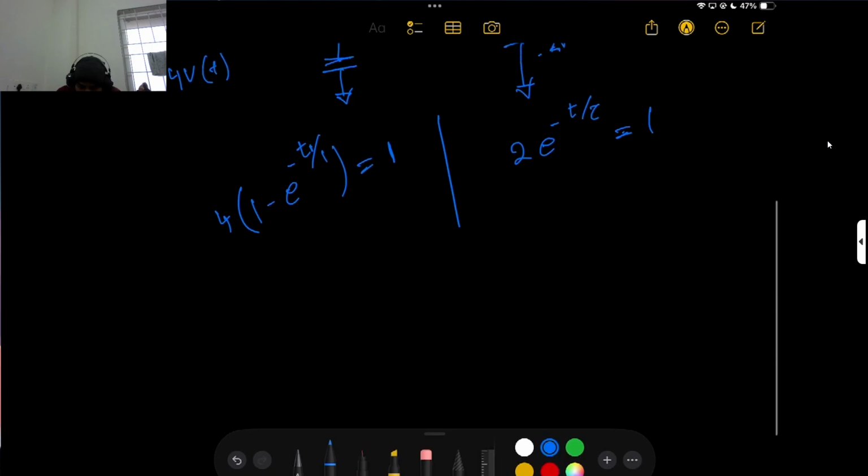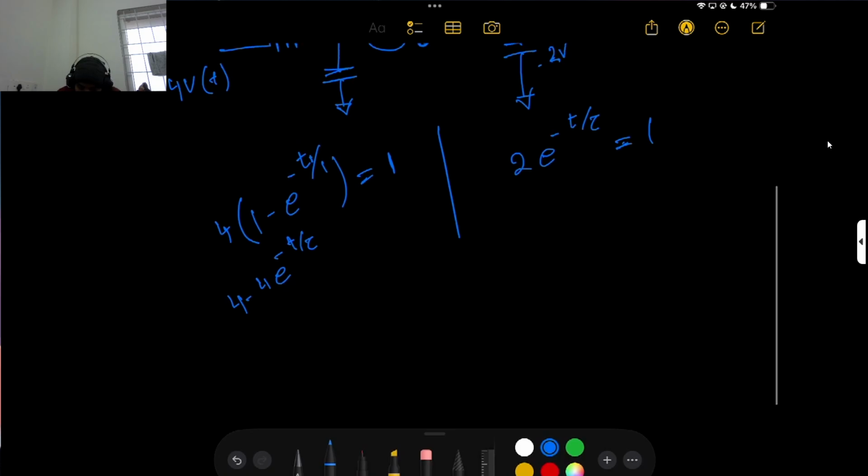So 4 minus 4 e to the power minus t by tau equal to 1. So if minus, then e to the power minus t by tau, that is t1, equal to 1 minus 3 by 4. So it's 3 by 4.